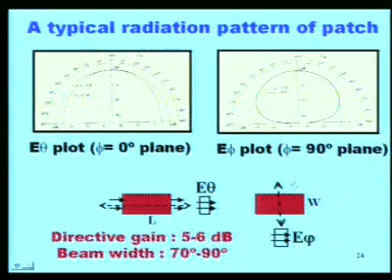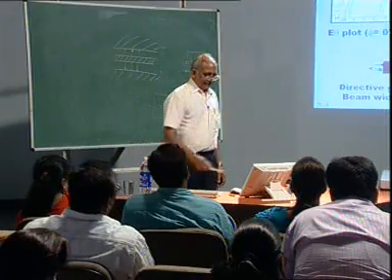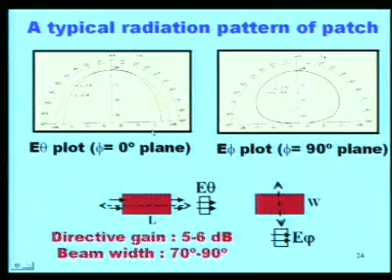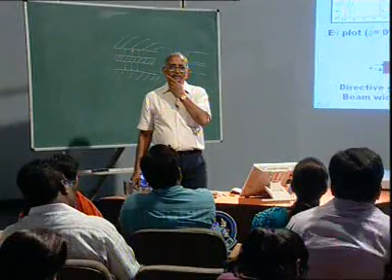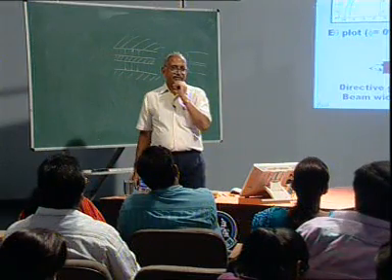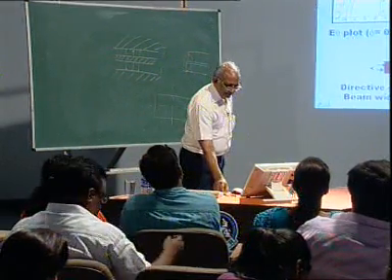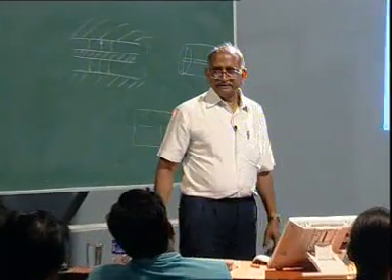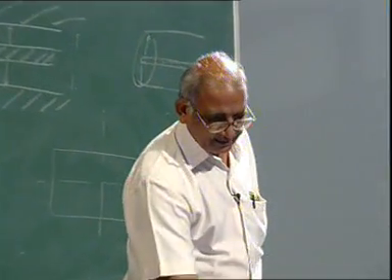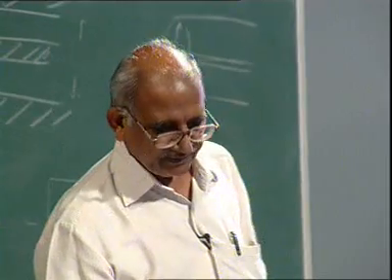The phi is equal to 90-degree plane is this one, so far as your antenna is concerned, and your receive horn should be polarized like this. The directive gain of this antenna is 5 to 6 dB, which is what you should expect, because it is a dipole-like antenna, and the gain of a dipole antenna is about 6 dB. And the beam width is from 70 to 90 degree. These are the typical radiation characteristics of the patch.